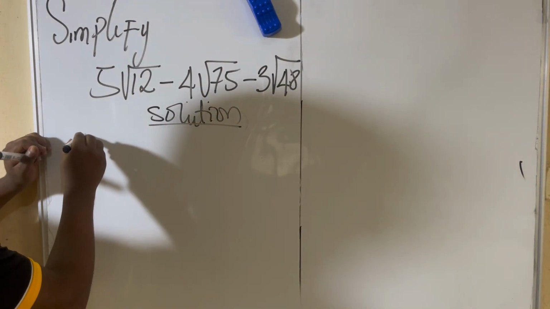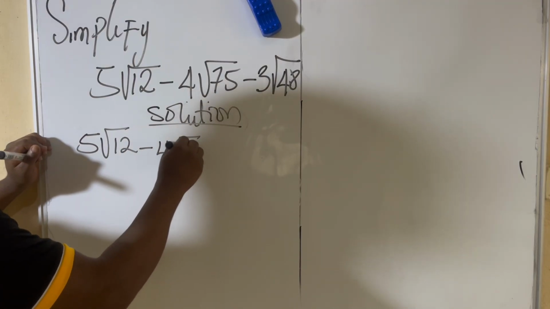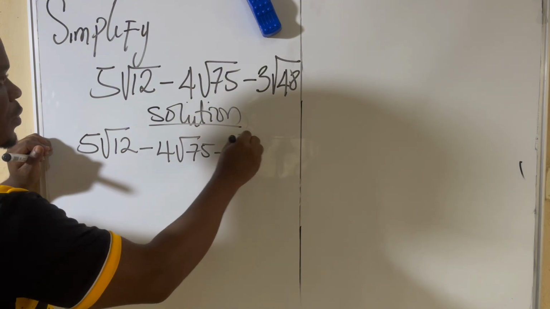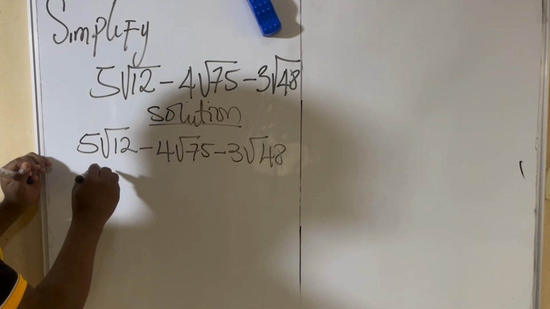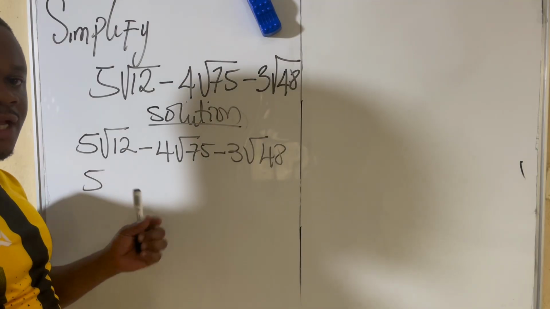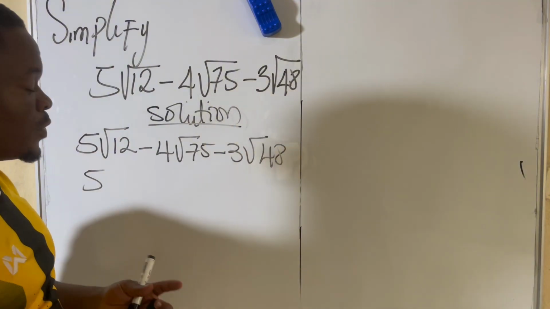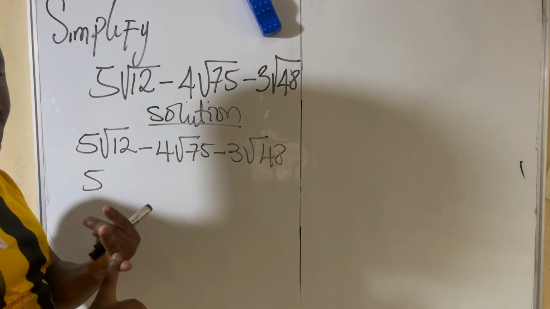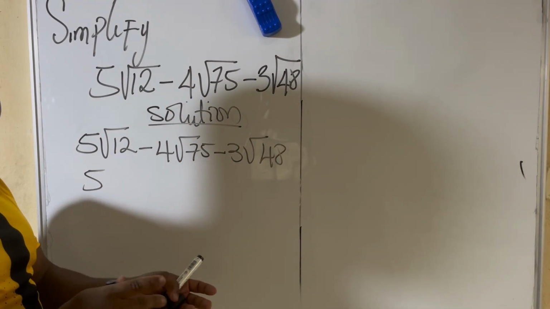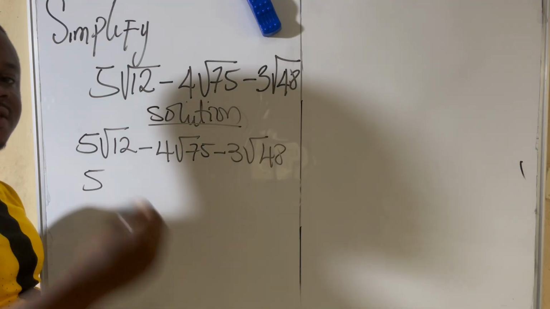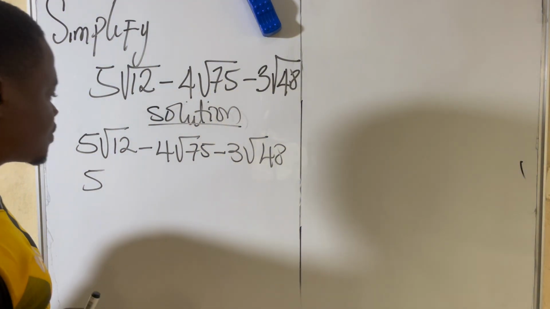Okay, we have 5 root 12 minus 4 root 75 minus 3 root 48. Now to break this down, we need two numbers that multiply to give 12, in which one of the numbers is a perfect square. So we have 4 times 3. Because 4 is a perfect square, we can use 4 times 3 to get 12. We can't use 6 times 2 because 6 is not a perfect square. When you look for the square root of 6, you're not going to get a whole number. But when you look for the square root of 4, it's going to give you a whole number. So that's what we're going to do here.